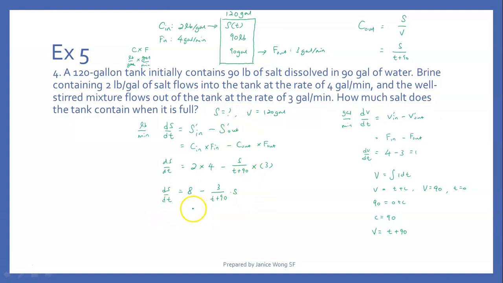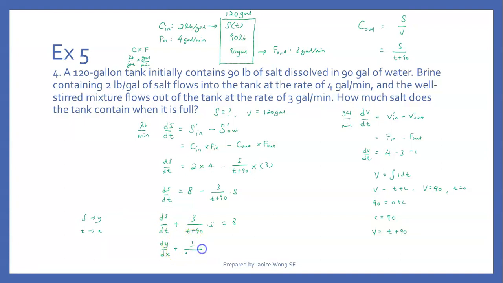In order to solve this differential equation, first we check what is the highest derivative. First derivative is the highest derivative. This is a first order DE. Then we need to rearrange, to see which type is the DE. So first I will bring the S term to the left, plus 3 over T plus 90 dot S equals 8. When I let S be Y and T be X, you will notice this differential equation is actually a linear first order differential equation, LFODE.